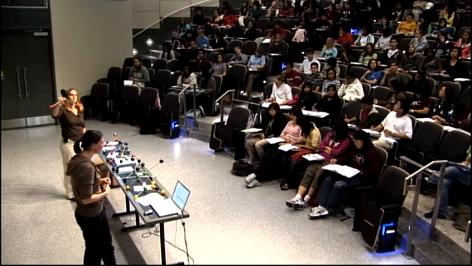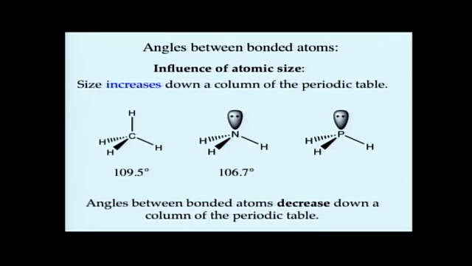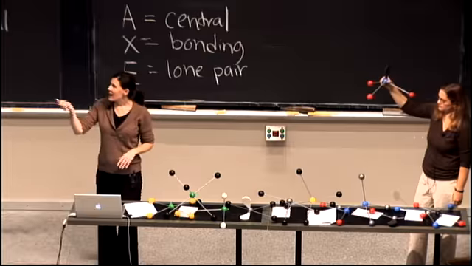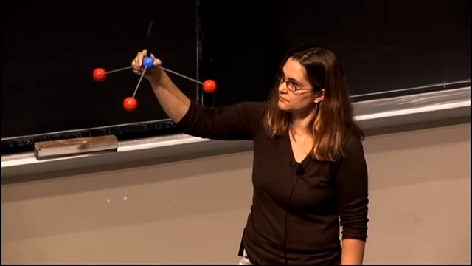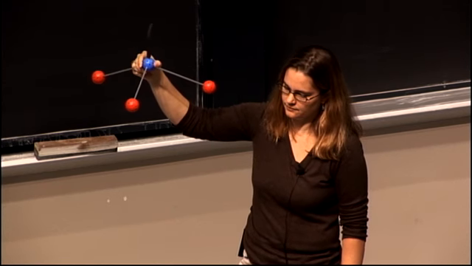So what we see is that angles between bonded atoms actually decrease as you go down a column on the periodic table. So the actual angles for PH3 are now going to be really quite a bit smaller. They're 93.3 degrees.